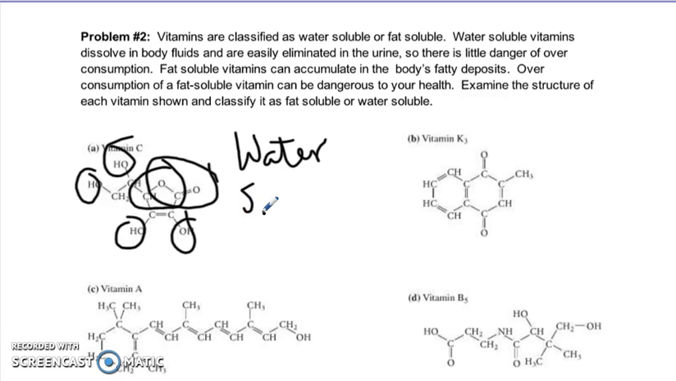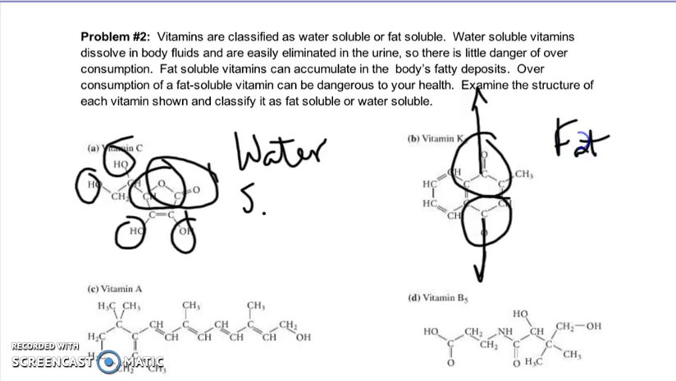What about vitamin K? It looks like K3. I only notice these two oxygens here, and everything else is carbon. So the question is, is this symmetrical or not? The answer is it is. In a sense, the O's here and the O's here kind of balance each other out. So there is no unequal pull, if you will. And it's a pretty symmetrical molecule. So this would be a fat soluble. So be careful with vitamin K. You don't want to overconsume that.